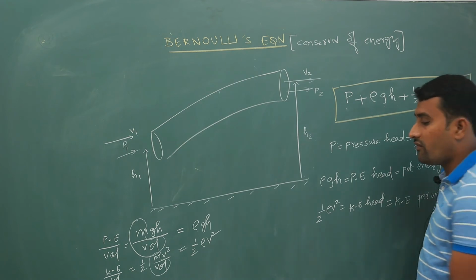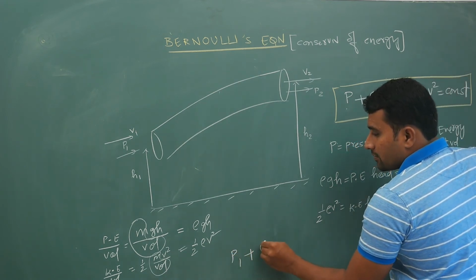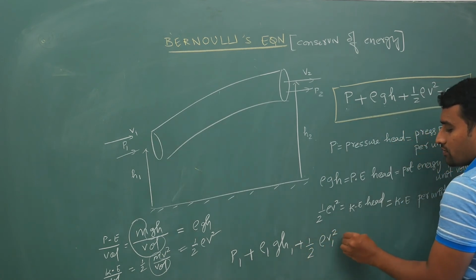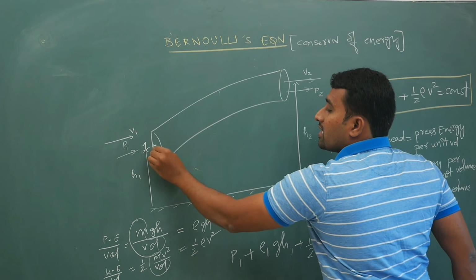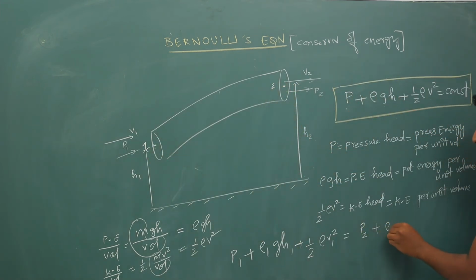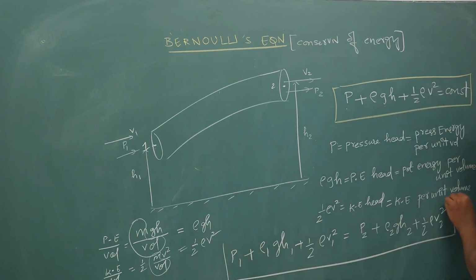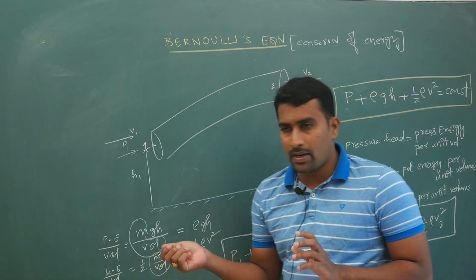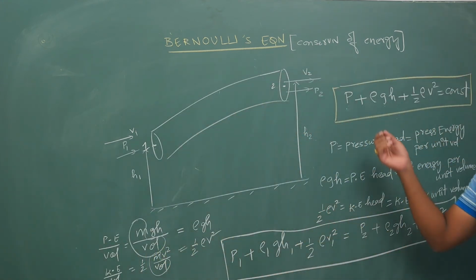So in this scenario, if you apply P1 plus rho1 g h1 plus half rho v1 square at this point, taking this as point 1 and this as point 2, this must be equal to P2 plus rho2 g h2 plus half rho v2 square. Your time will get wasted if I discuss too much on this proof, but for now understand that we are going to use Bernoulli's equation when an ideal fluid is flowing in pipes, and for that Bernoulli's equation, what does the expression mean?